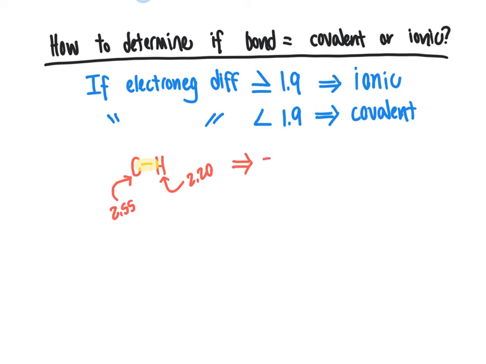So the electronegativity difference between these two atoms is only 0.35. Indicating to us that the bond between these two atoms must be a covalent bond, a bond where those two electrons are being shared between the two atoms.